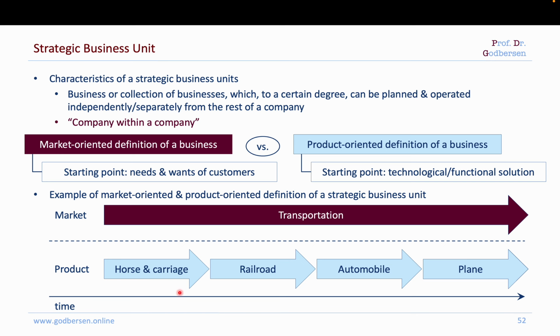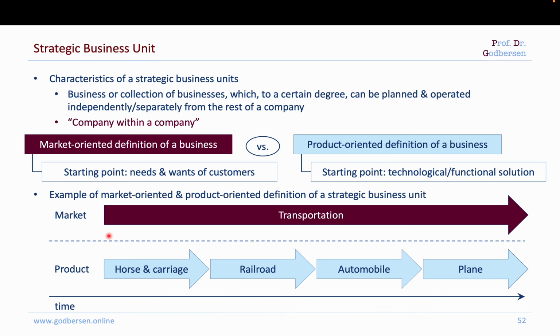Because then after a while there was the railroad. If you're still the best horse and carriage producer today, you might provide His Majesty the King with some horse and carriages, but possibly that's it. You're out of business. After the railroad came the automobile, and then, thanks to the likes of Ryanair and EasyJet, we can even fly very cheaply to any destination in the world. So you're very limited in your scope of business, your flexibility, when coming from a product-oriented definition of your business.